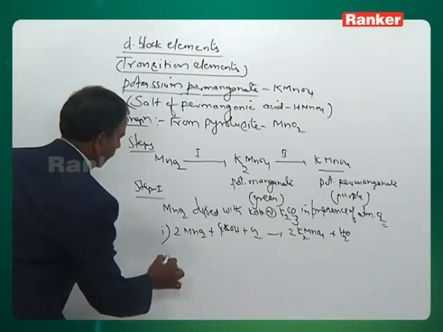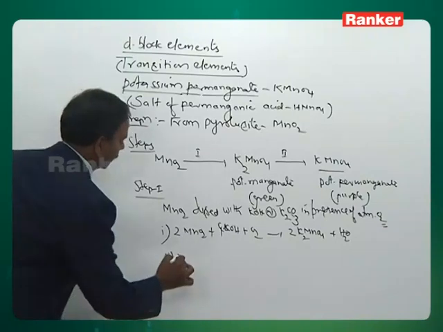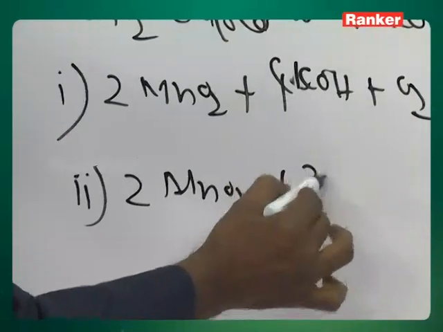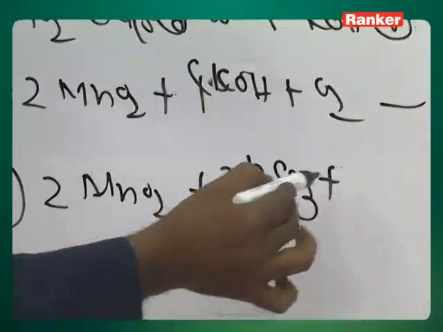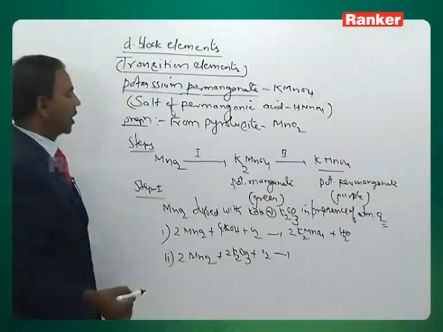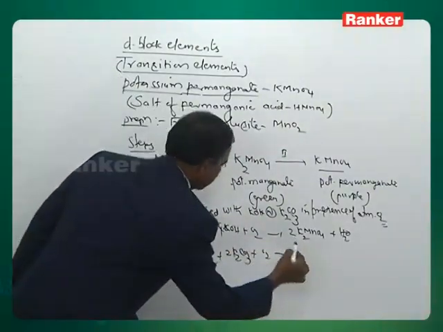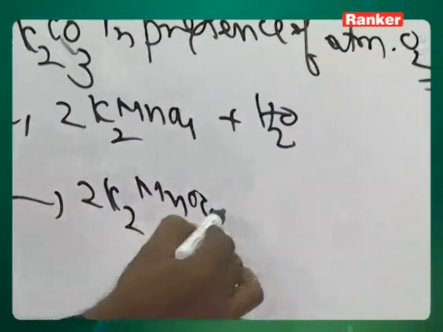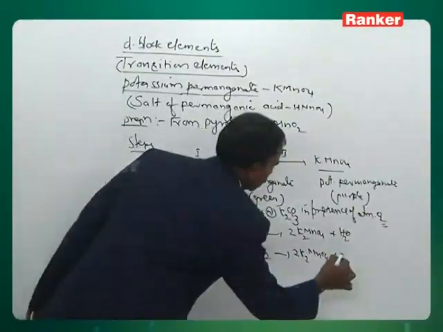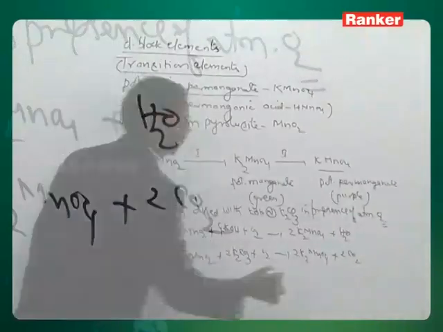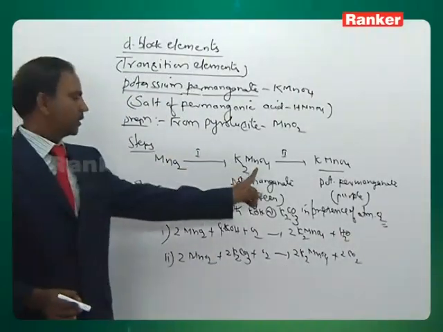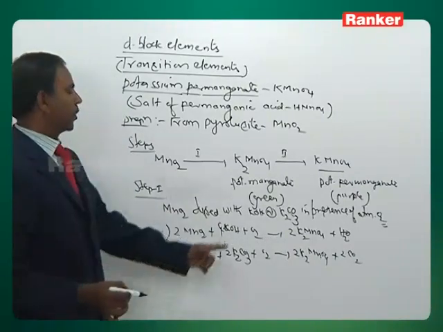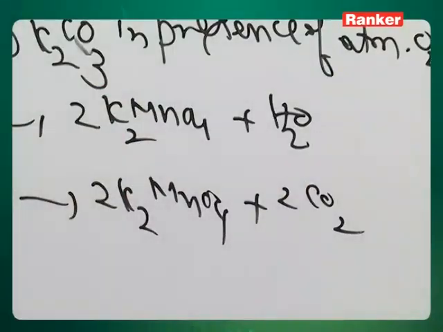Second way of conversion of pyrolusite to potassium manganate: 2MnO2 plus 2K2CO3 in presence of oxygen. Again you get potassium manganate, 2K2MnO4 plus 2CO2. Like this, pyrolusite in the first step is converted to potassium manganate. Next step, potassium manganate is converted into potassium permanganate.